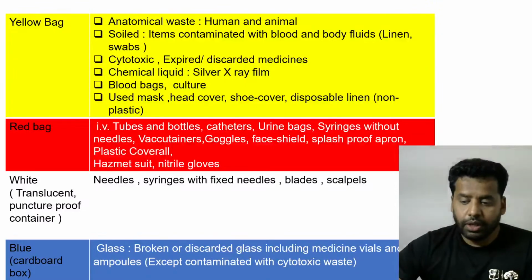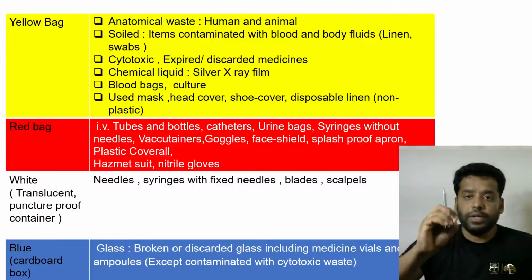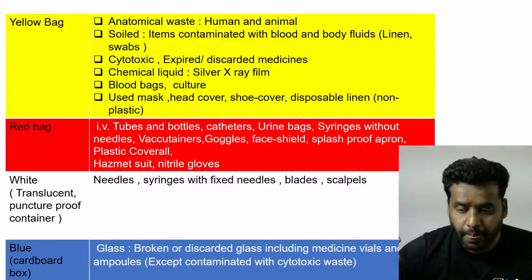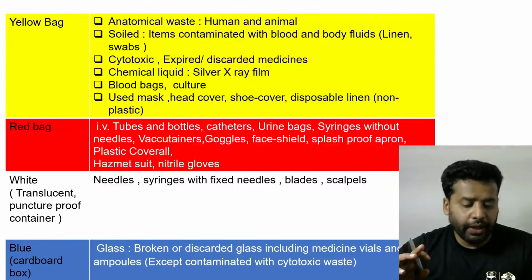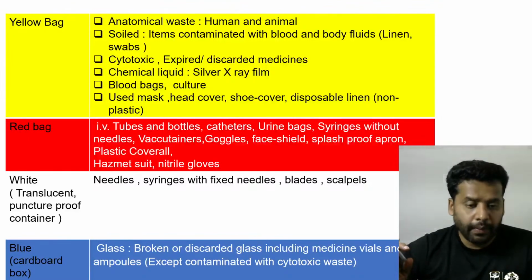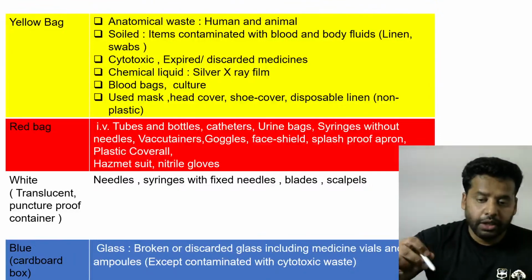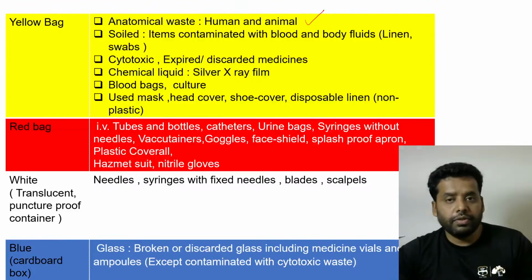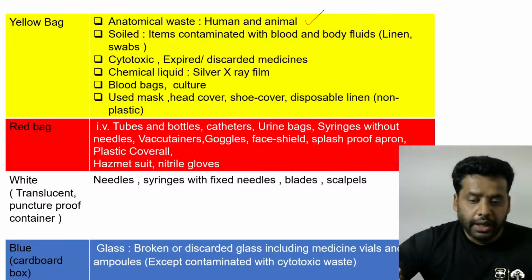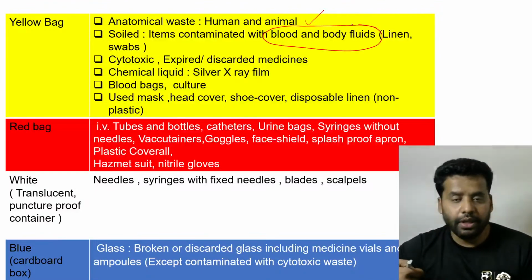So one more important last point, last topic in FMG screening you should know in PSM is biomedical waste properly. There are 4 bags: yellow, red, white, blue. Yellow bags, remember, it is infectious waste. What will be there? Human anatomical waste like placenta, amputated limbs, animal waste used for experiments, anything which is soiled with blood and body fluids like swabs, linens.